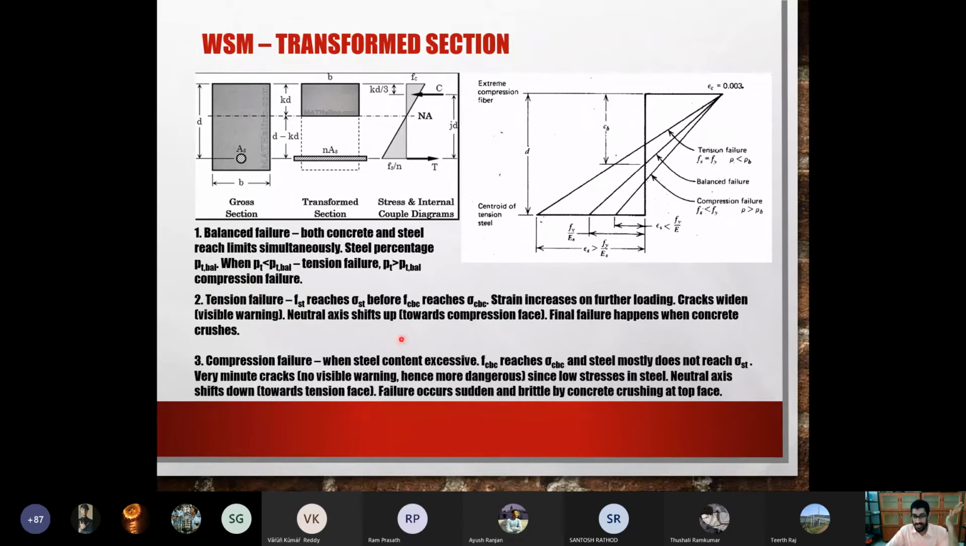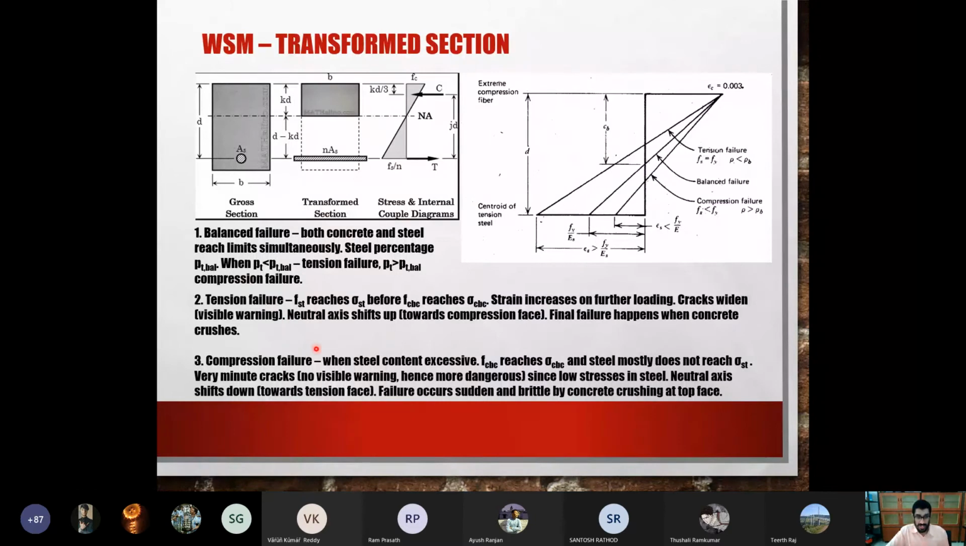Here you see the balanced case, so this is the balance point. In tension failure, the neutral axis went up. For compression failure, what has happened to the neutral axis? It came down. It has shifted down. So depending on the percentage of steel, your neutral axis will either go up or come down.